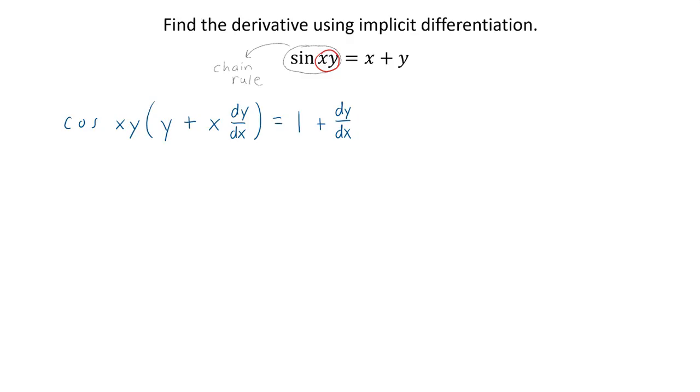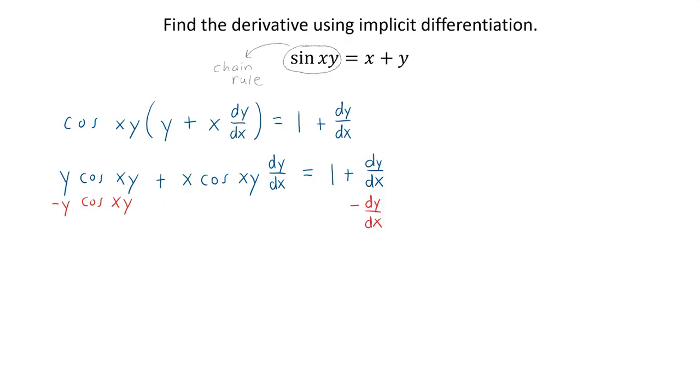So let's start by simplifying the left side of this equation. Cos xy times y gives us y cos xy. And distributing to the second term gives us x times cosine xy times dy over dx. And the right side of our equation for now is unchanged. Now let's subtract y cosine xy and dy over dx from both sides of the equation, so that we have both terms that contain dy over dx on the left side of our equation.